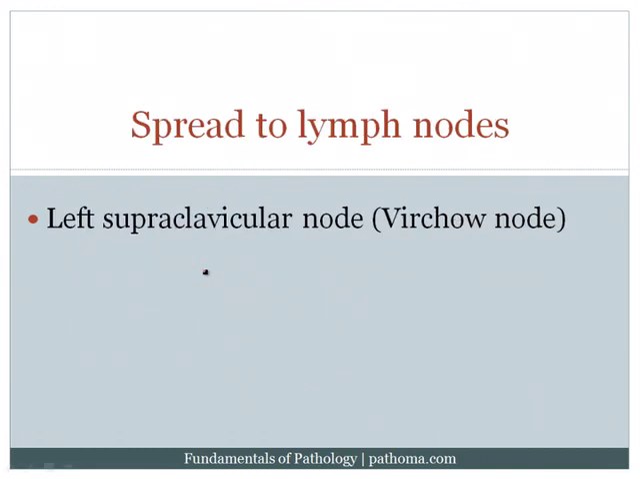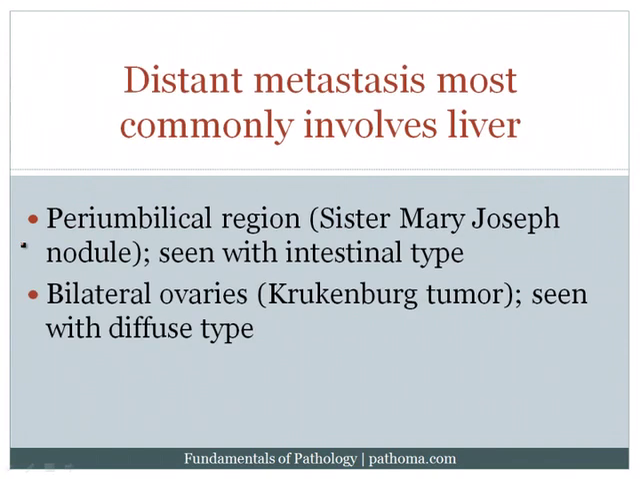It's high yield. Now, gastric carcinoma will spread to the lymph nodes. It's a cancer, and one of the interesting lymph nodes that it can often spread to is the left supraclavicular node, and that's called Virchow's node, and that's one of the nodes that drains the stomach. So the left supraclavicular node is important to be aware of in the context of gastric carcinoma. When you get distant metastases, usually it involves the liver. However, there are some classic sites to be aware of. One is the periumbilical region. That's called the Sister Mary Joseph nodule, and that's classically seen with the intestinal type of gastric cancer.